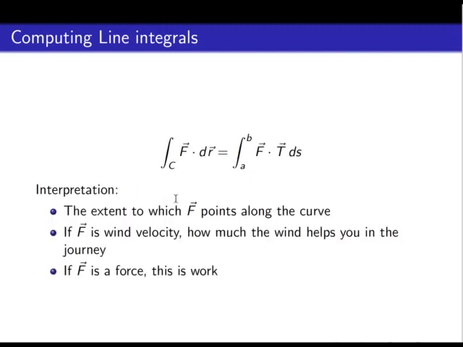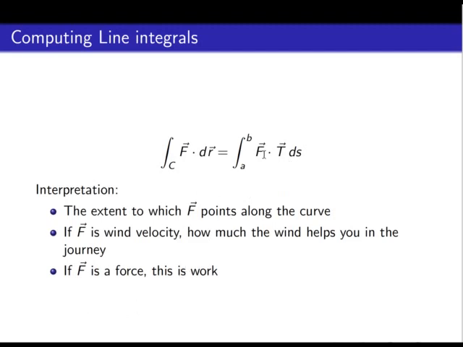It's the extent to which f points along this curve. So in other words, I take f dotted with this unit tangent vector, and that's going to be the component of f that goes in the direction of T. In the example of f being wind velocity, this is sort of like how much the wind helps you in the journey. If it's going at your back, then this is going to be positive. If it's coming at your face, then this is going to be negative. The component of the wind that's going side to side is not at all being incorporated into this computation. And you just add it all up.